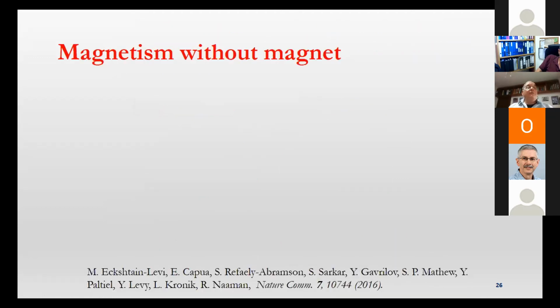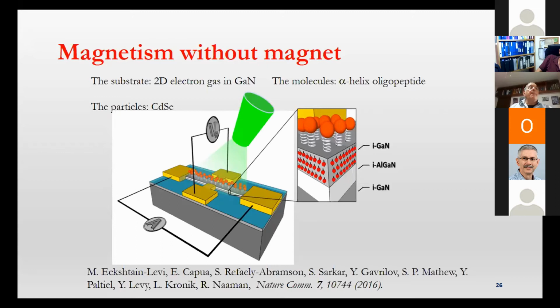Now we go to another application where we try to make a magnet without a ferromagnet. And the idea is the following. We took aluminum gallium nitride, where in the structure here we have a two-dimensional electron gas. We pattern on it a Hall device. But now, instead of applying a magnetic field, as typically done with a Hall device, we adsorb chiral molecules on the surface, and on top of them, we attach cadmium selenide nanoparticles.